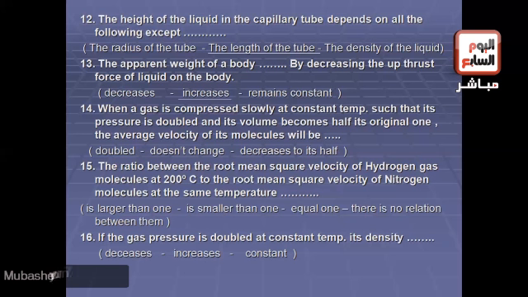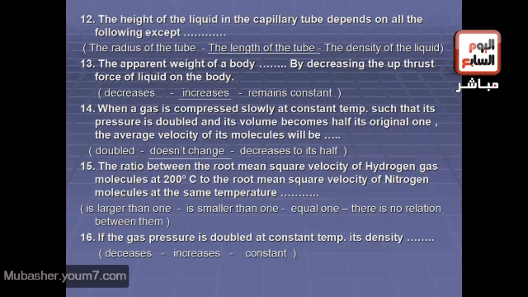Okay, another sentence. When a gas is compressed slowly at constant temperature such that its pressure is doubled and its volume becomes half its original one, the average velocity of its molecules will be... Here in this sentence you see there is a condition that the temperature is constant and the pressure is doubled. So what will happen to the volume? Yes, it decreases. What will happen to the velocity? Yes, that's right, it doesn't change. Why? Because volume is inversely proportional to pressure at constant temperature. There is no change in velocity.